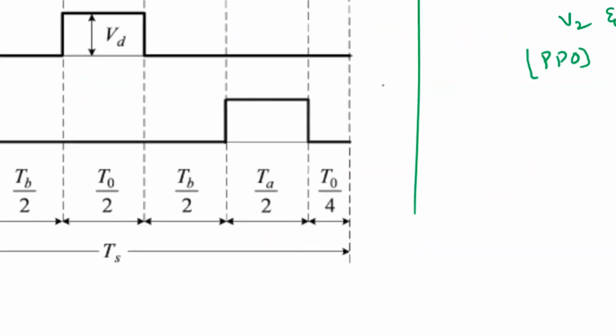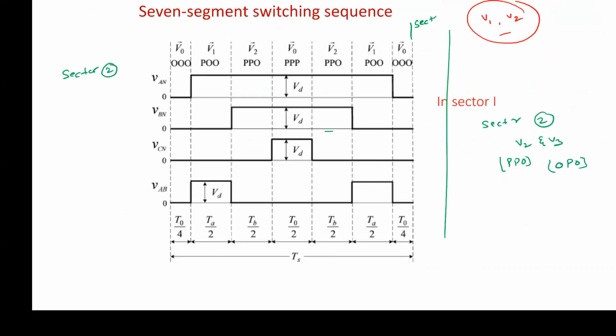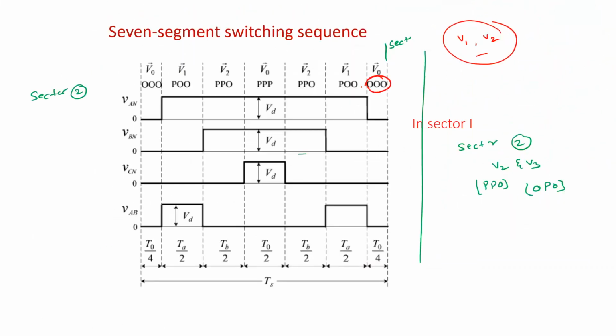Sector 1 is ending with 0, 0, 0. So now it is 0, 0, 0, that's corresponding to V0 vector. Now we have two possibilities. Either you can choose PP0 or 0P0. So which one will you select? This is corresponding to V2 and this is corresponding to V3. V3 you will select, right? So in the next state, it will be 0P0.